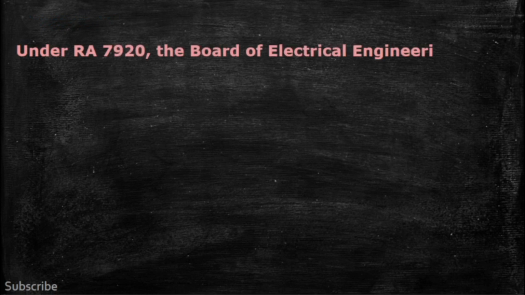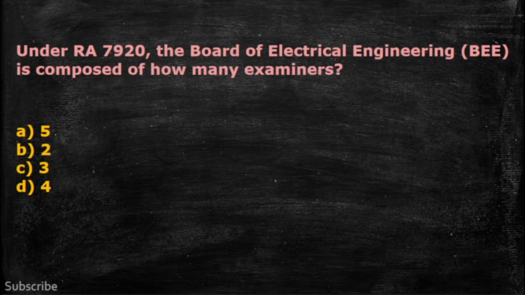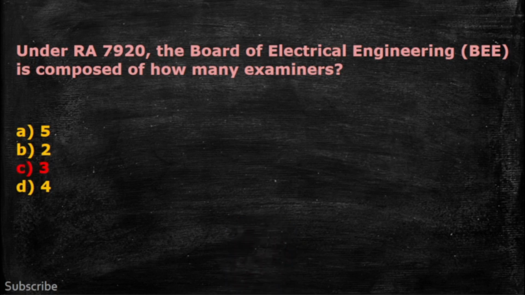Question number 37. Under RA 7920, the Board of Electrical Engineering is composed of how many examiners? A. 5. B. 2. C. 3. D. 4. The correct answer is letter C. 3.